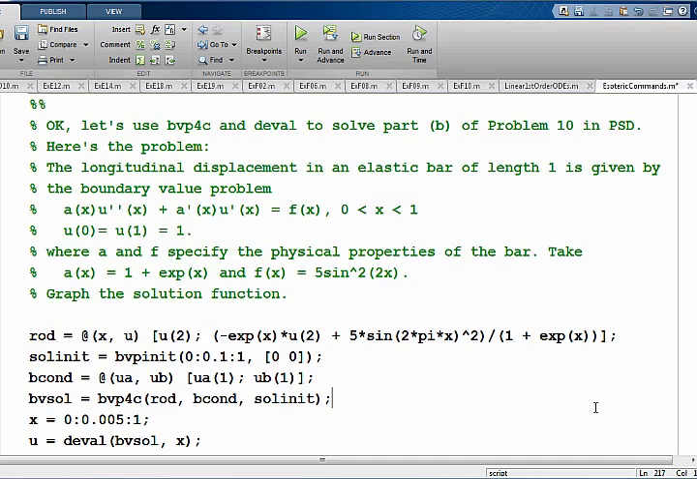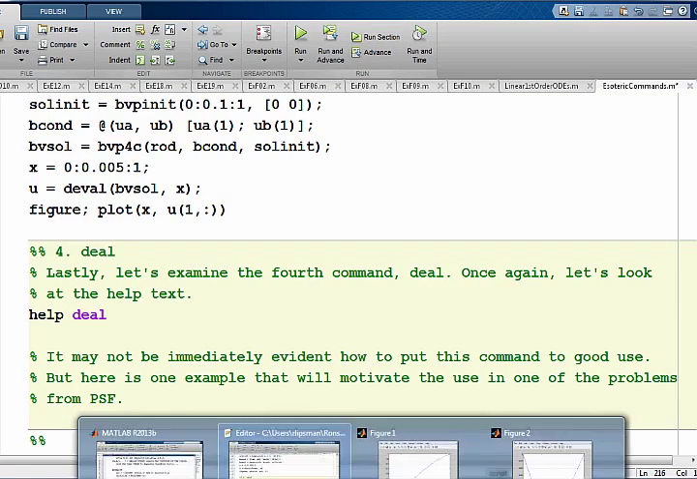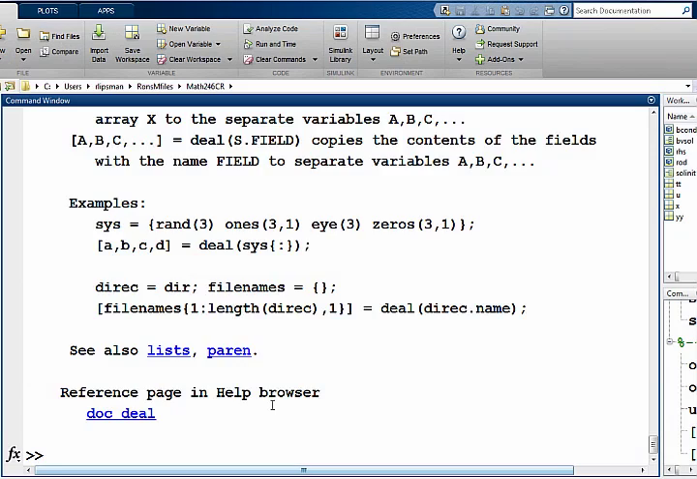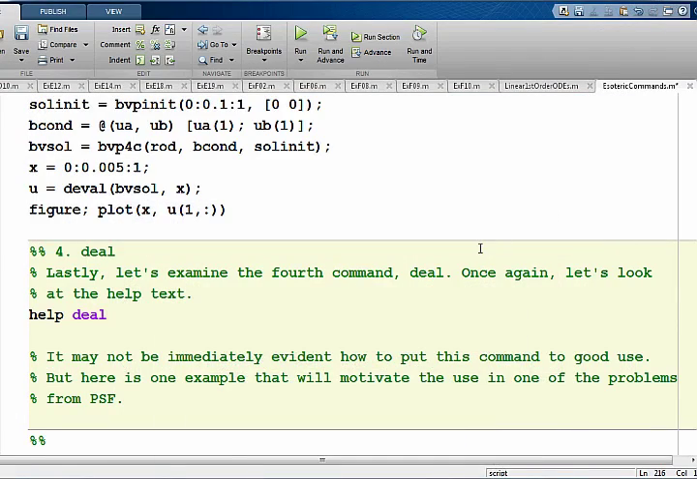Okay, let's turn now to our fourth and last command, deal. We'll begin by looking at the help text, which tells us that deal's inputs to outputs simply matches up the input and output lists. It turns out this is most useful when the number of outputs differs from the number of inputs. And we'll see exactly how to make use of that in a moment, particularly to replace a function M file by a single line in an event detection problem.